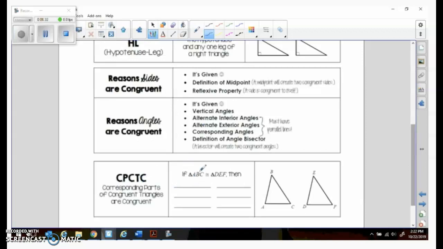And then down here we do have something to write. Corresponding parts of congruent triangles are congruent. So that means that angle A is congruent to angle D. It means that angle B matches up with angle E because that's the second letter in each one. And then we can also figure out that the sides are congruent because if we look at the first and second letter, it's congruent to the side with the first and second letter.